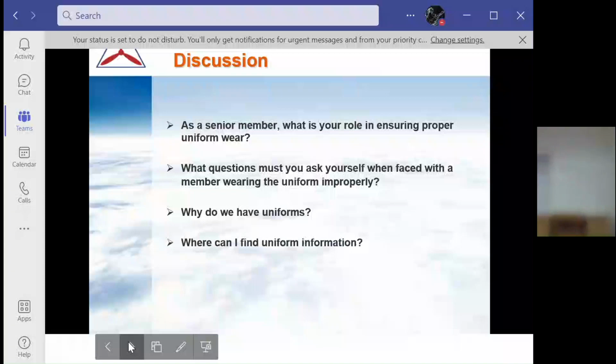What determines which uniform is appropriate? Depends on what you're doing and depends on the orders you have. True. You're not going to go anywhere in an event and not be told what the uniform of the day is. Yep.